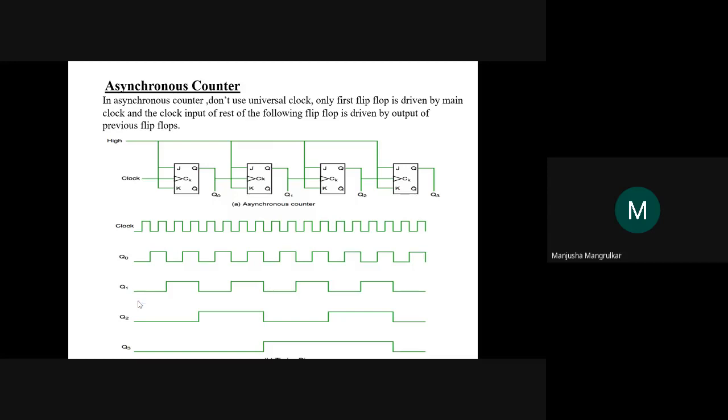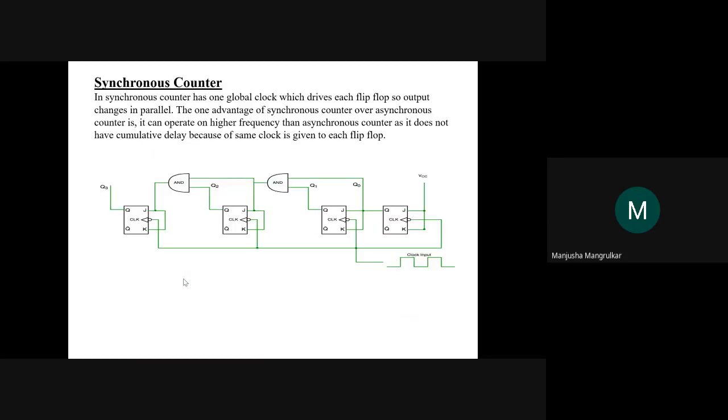For any other applications where you require the output of the first flip flop as the input of another flip flop, you can go for the asynchronous counter mode. Now we'll see the synchronous counter mode. What is the difference in the synchronous counter mode, right?